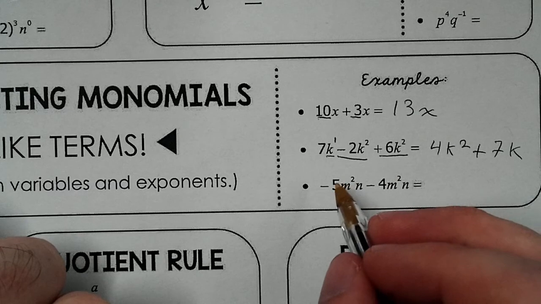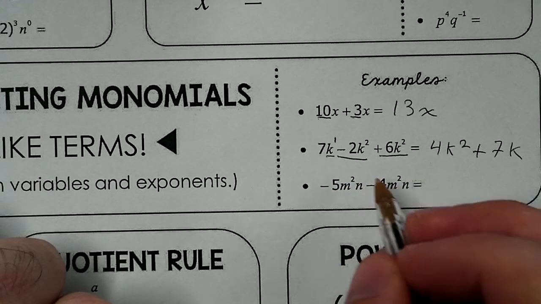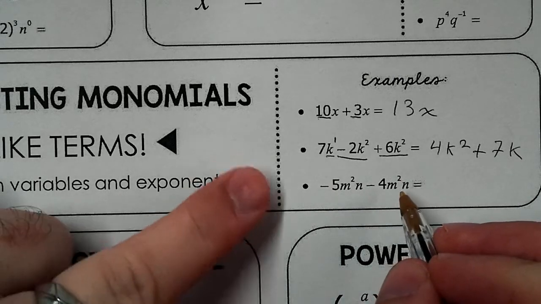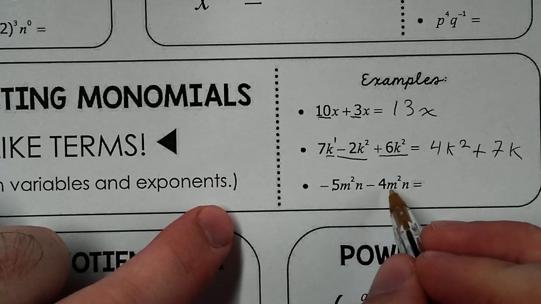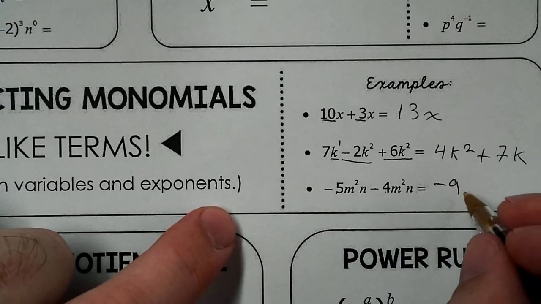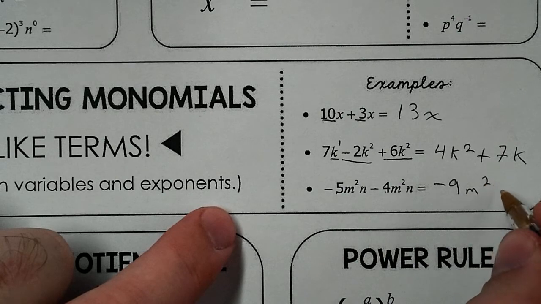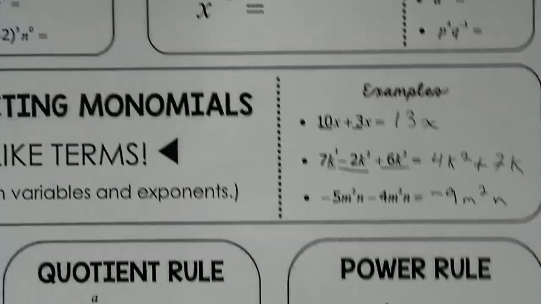And then the last one, negative 5m squared n minus 4m squared n. Once again, don't change the letters or the exponents, just look at the numbers. Negative 5 and negative 4, which is negative 9. And then it's still m squared n. That should be a review. We just did it on the bell work. Now, let's get to some of our other rules.